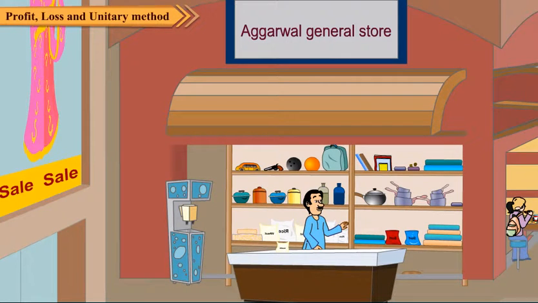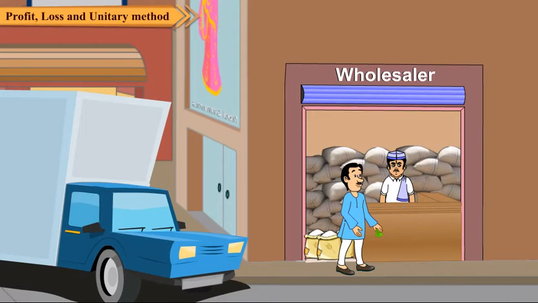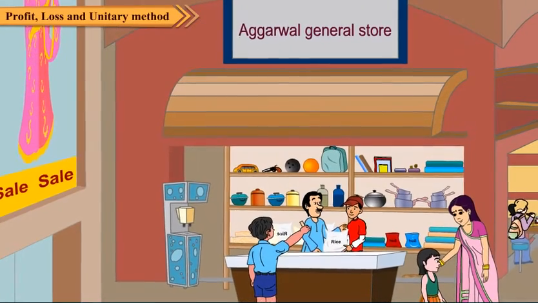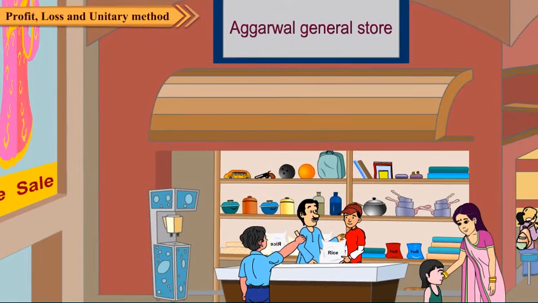Mr. Agarwal is a shopkeeper. He buys and sells things to earn his livelihood. Do you know how a shopkeeper earns money? A shopkeeper buys things from a wholesaler. After buying things from a wholesaler, the shopkeeper sells these things to a customer, usually at a higher price. Generally, a shopkeeper sells his articles at a higher price than the cost price. In this case, he earns a profit.